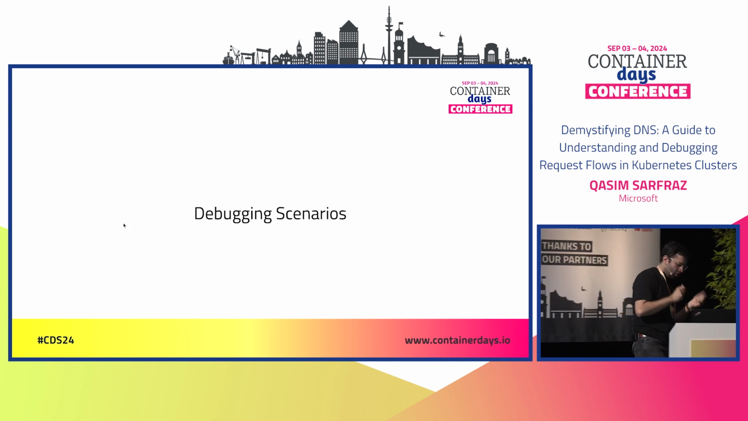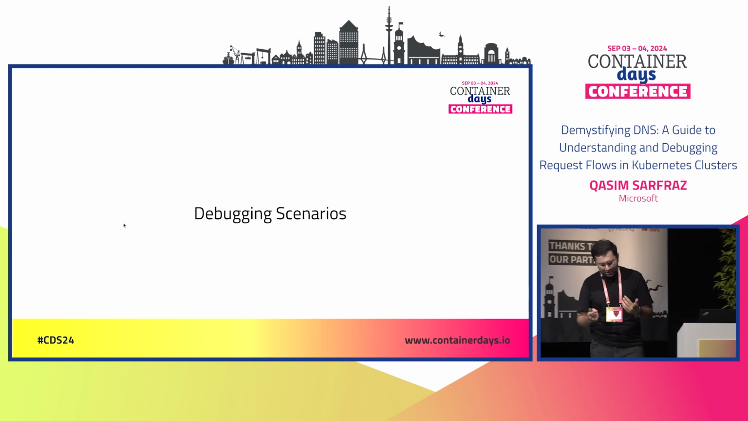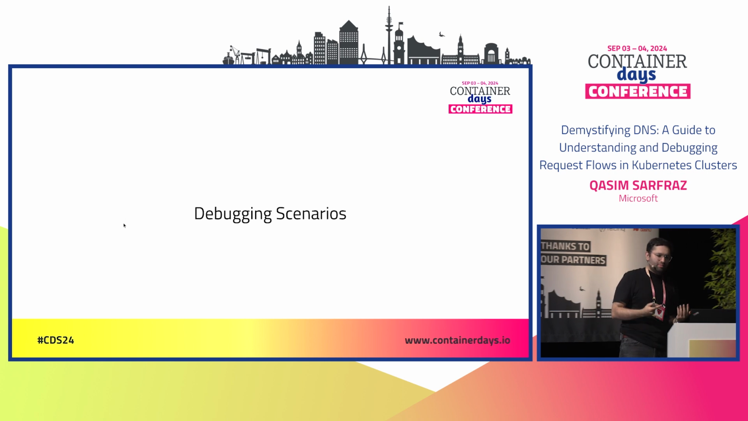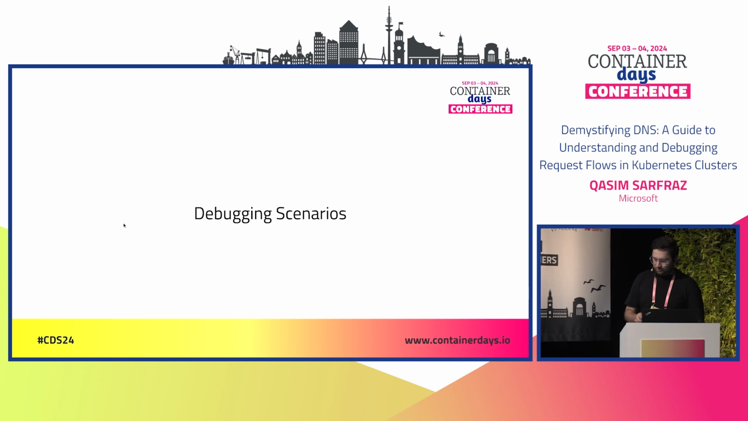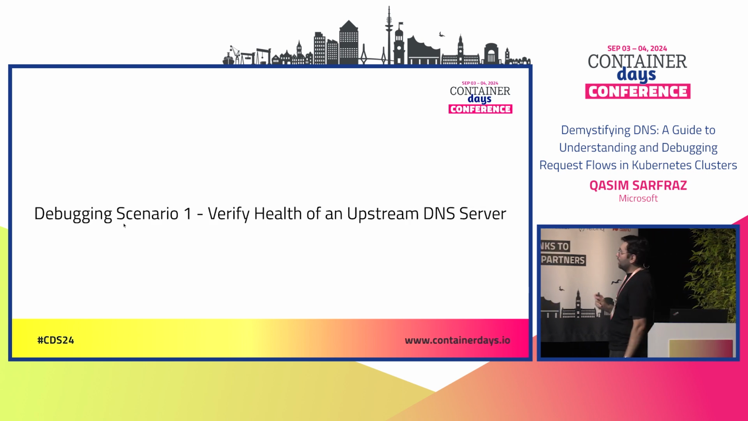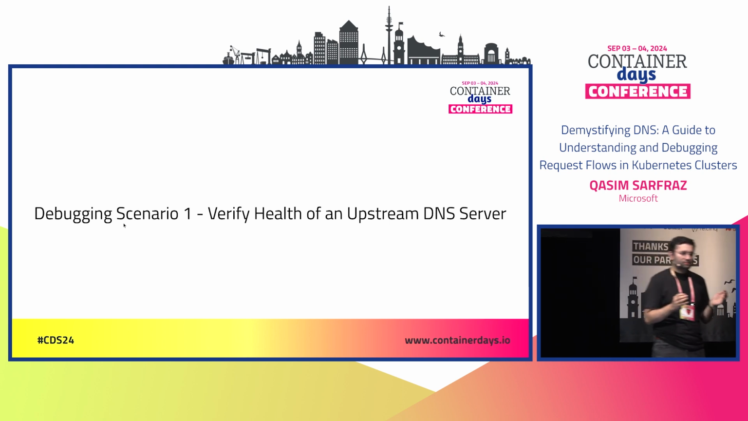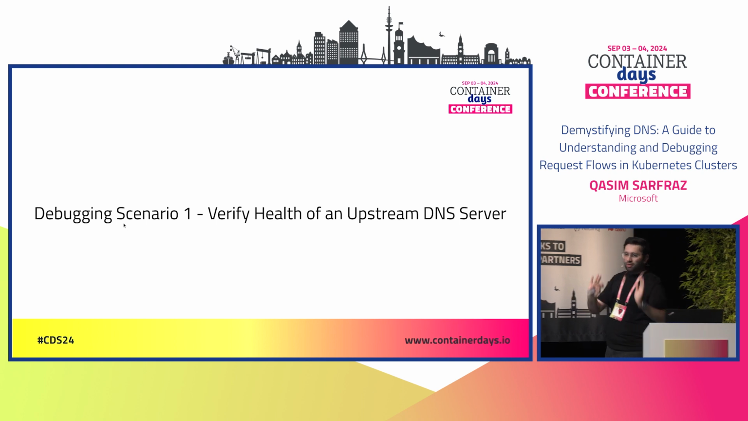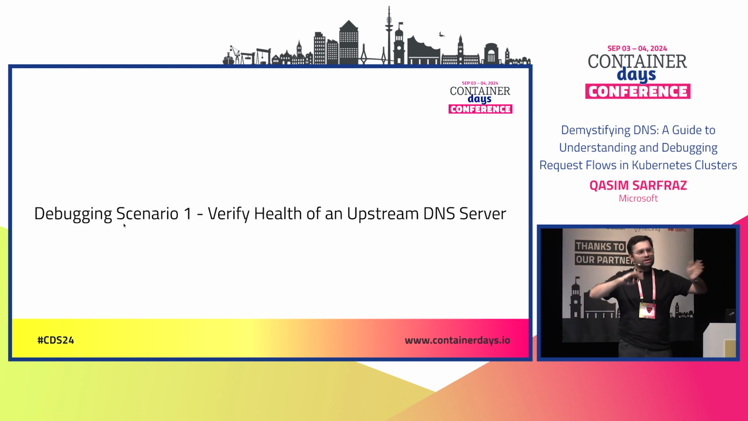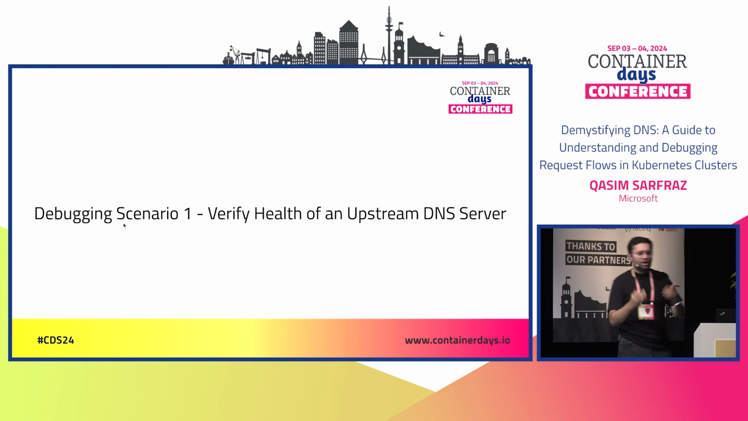So now we have talked about different request flows, and we have gained some knowledge around that. Let's try to run some debugging scenarios and see if that helps the knowledge we have gained. The first scenario I'll talk about is verifying the health of an upstream DNS server. In our CoreDNS pod, we have an upstream DNS server. We are making some requests to this upstream DNS server, and we want to see if the requests that are leaving the CoreDNS pod and going to the upstream DNS server are actually doing OK.